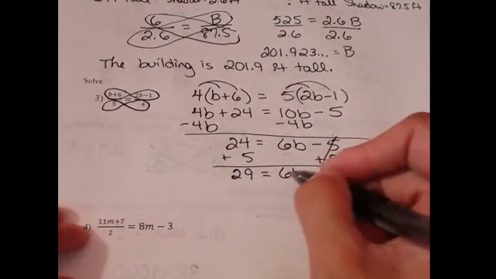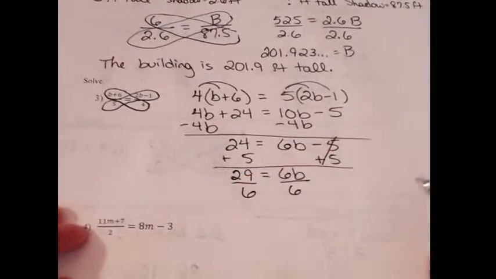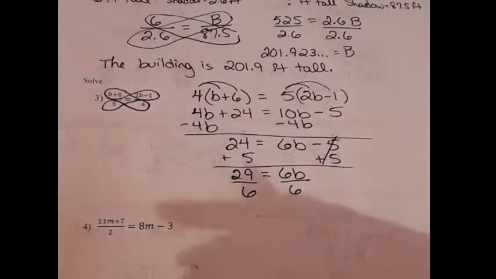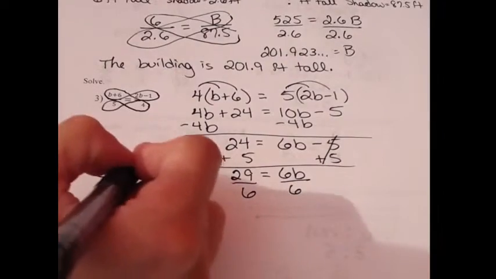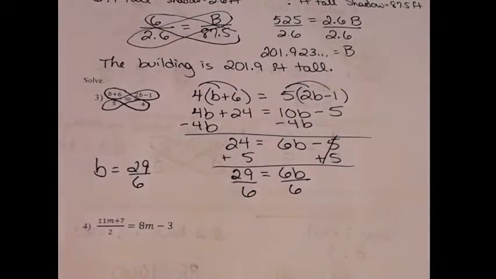Last but not least, we have 6 times b, so we must divide by 6 on both sides. And voila, we find that b is equal to 29 over 6. This fraction cannot be reduced, so that's totally cool. We're going to leave it 29/6.